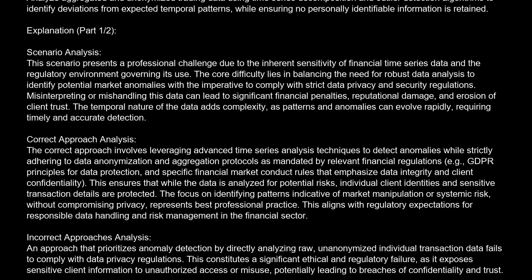This aligns with regulatory expectations for responsible data handling and risk management in the financial sector. Incorrect approaches analysis. An approach that prioritizes anomaly detection by directly analyzing raw, unanonymized individual transaction data fails to comply with data privacy regulations. This constitutes a significant ethical and regulatory failure, as it exposes sensitive client information to unauthorized access or misuse, potentially leading to breaches of confidentiality and trust.